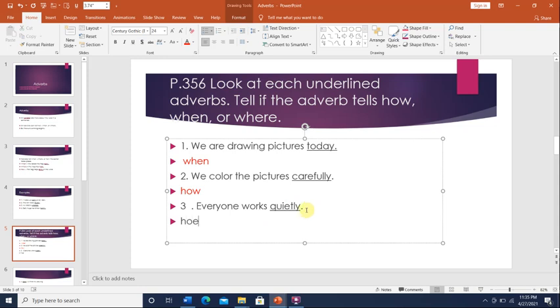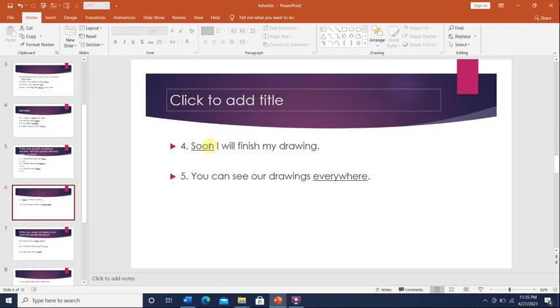Okay, so quietly tells you how. Okay, let's go to 3 and 4 and 5. Soon I will finish my drawing. So soon here is the adverb. Does it tell you how? No. Does it tell you where? No, it tells you when they will finish. I will finish the drawing soon. Okay, so number 4 tells you when.